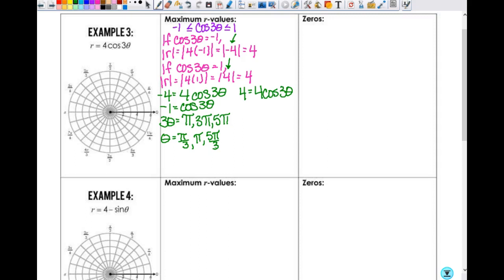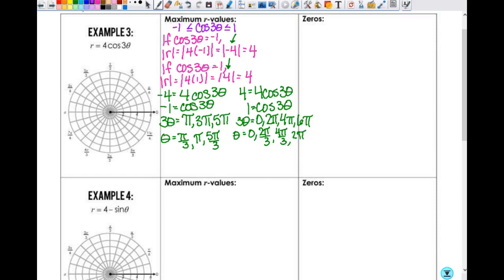So now I look at 4 and I solve this one. I get 1 equals cosine of 3 theta. So 3 theta equals, well, cosine is 1 at 0, and then at 2 pi, and then at 4 pi, and then at 6 pi. So now when I divide everything through by 3, I get that theta is equal to 0, 2 pi thirds, 4 pi thirds, and what? 2 pi.